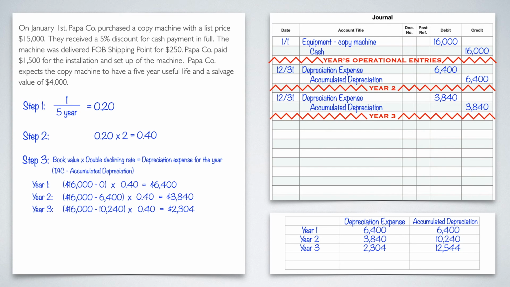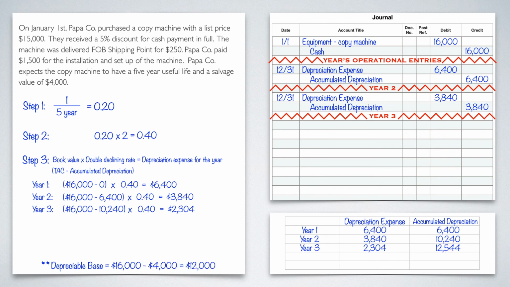Our cost is 16,000. Our salvage value is 4,000. That means we cannot go over 12,000. And if we go with this right here with the 2,304, that means that we have gone over the 12,000, and we can't do that. Again, why? Because of the depreciable base, cost minus salvage value. So we have 16,000 minus the 4,000, and that would give us 12,000. We cannot go over that number.